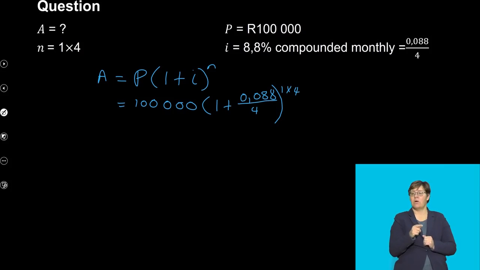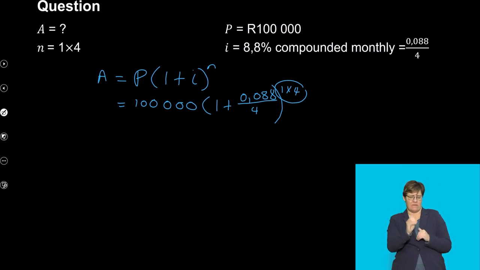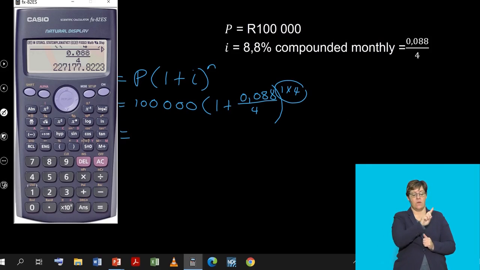I think with this one, for it to make sense to you, please try to write it as 1 multiplied by 4, because if you just write it as 4, it might confuse you that you're still thinking of the 4 years instead of the 4 quarters for a year. And then we want to find how much this is going to be.